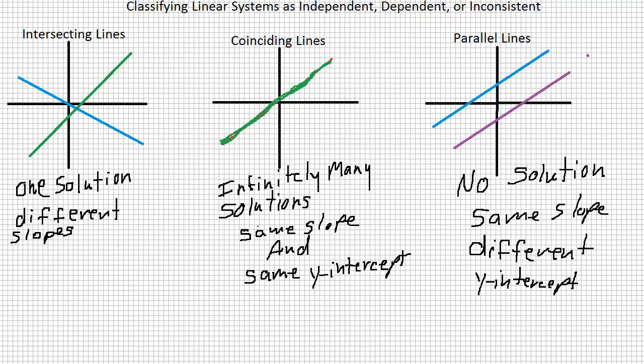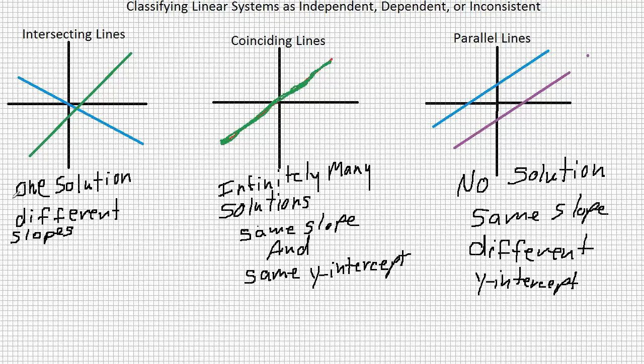All right, I'm bringing you back to the last video. We are going to continue on with this concept, but you notice I changed the title to Classifying Linear Systems as Independent, Dependent, or Inconsistent. Our first system has intersecting lines.